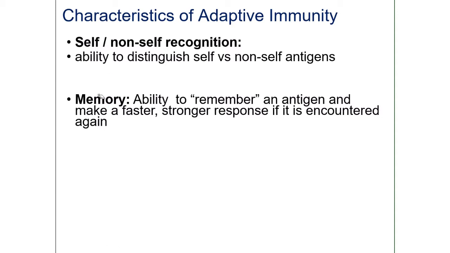Another one is memory. Okay, you have the ability to remember a specific foreign antigen on the pathogen, and so next time if you encounter it again, you are going to be able to deal with it much quicker. At this point, maybe I should clarify the difference between pathogen and antigen. Some people might find that confusing.